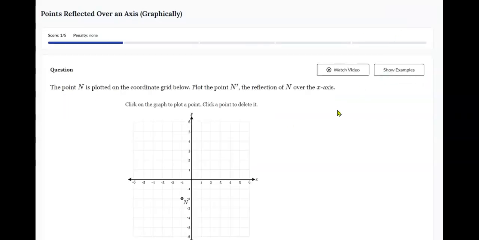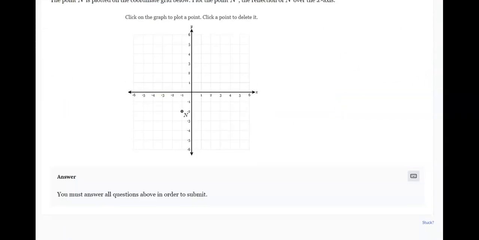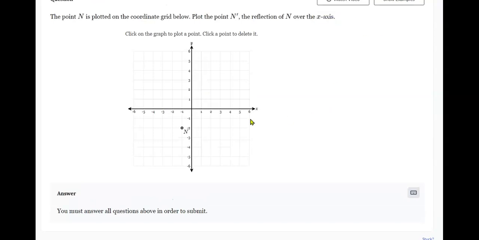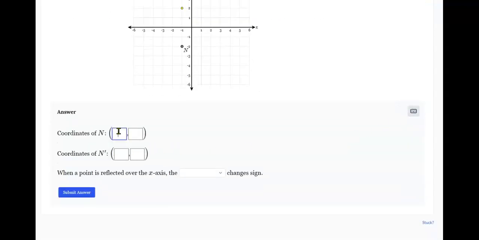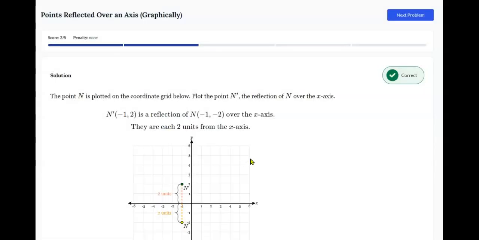Let's try one more. This one asks us to reflect over the x-axis again. So instead of being 2 units below the axis, we're going to be 2 units above the axis. So the original point was negative 1, negative 2. The new point will be negative 1, positive 2, because when you reflect over the x-axis, you change the sign of the y value.